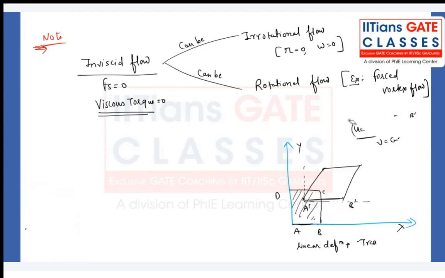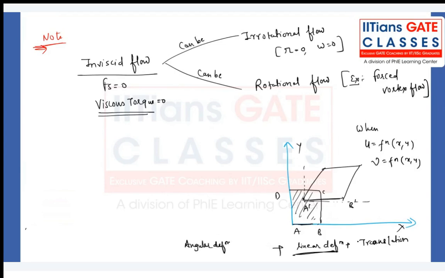So what we are observing here is that whenever u is a function of both x and y, and v is also a function of x and y, then you will observe linear deformation, translation, plus angular deformation, plus rotation. It's a very general case, all the things are possible. Now make a note of it. Once it is done, let me know.